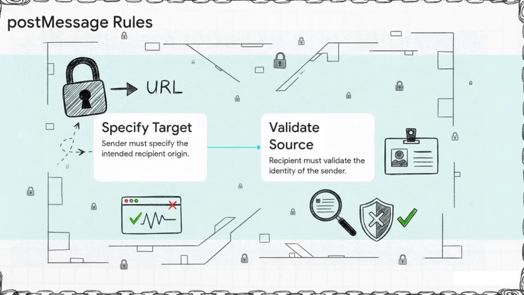So the subject matter experts give us the absolute golden rules for using post-message securely. They are twofold, and you have to get both of them right. Step 1. The sender must strictly specify the intended recipient's origin. The browser will actually enforce this and drop the message if the parent's URL has changed. Step 2. The recipient must strictly validate the identity of the sender to ensure they aren't being fed spoof data by a malicious iframe. Always specify the destination and always verify the source.